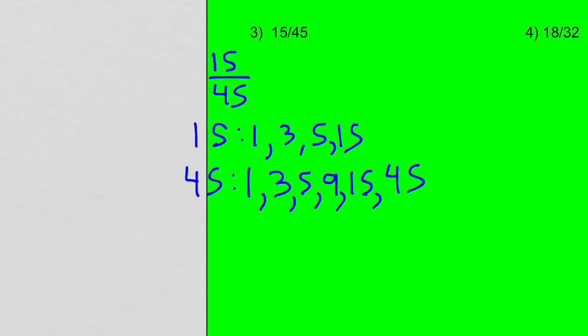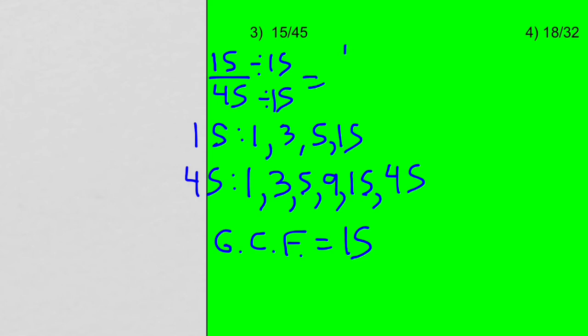Let's look at what's in common. 1's in common. 3's in common. 5's in common. And 15's in common. So the greatest common factor of 15 and 45 is 15. And then you could divide the numerator and denominator by 15 to get the fraction in lowest terms. 15 divided by 15 is 1, and 45 divided by 15 is 3. So in lowest terms, that fraction is 1/3.